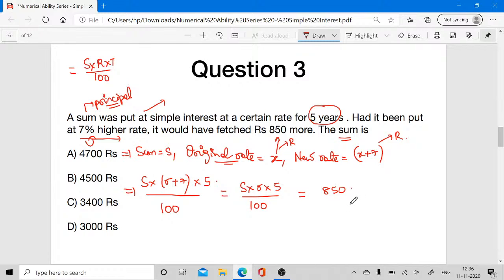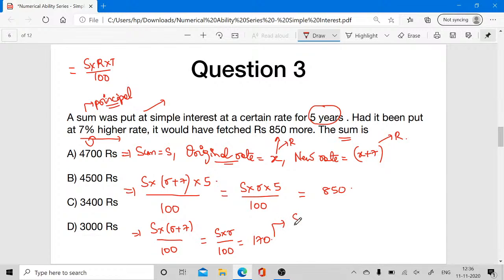What is common here, people? Tell me. 5 is common, no? So this will be 850 divided by 5. This will go down. So here what I'll be getting? S into R plus 7 divided by 100 minus S into R divided by 100 is equal to 850 by 5, which is 170.